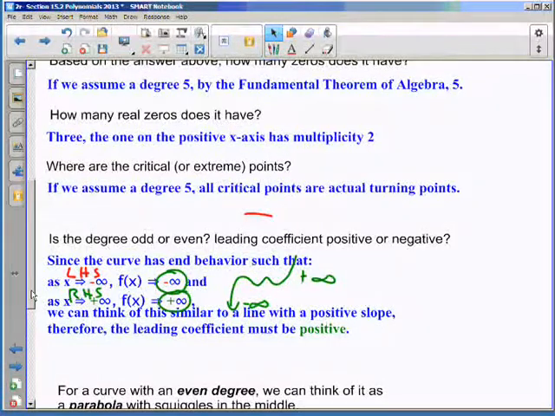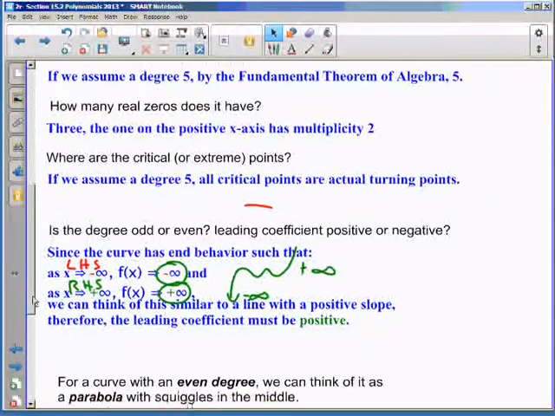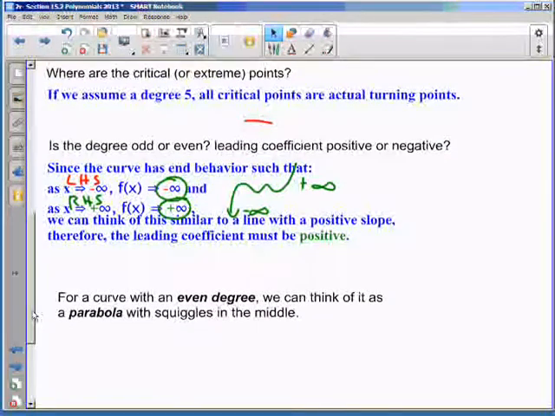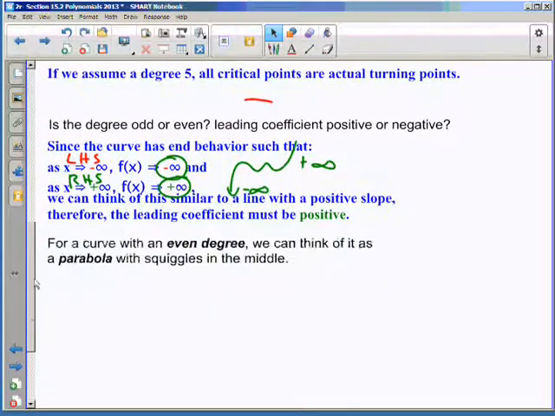So this end behavior is something we're going to have to get into the notation for. The x is the horizontal position. It's going to be the left when it's at negative infinity, the right when it's at positive. And then the f of x is the y position. Is it going all the way up or all the way down? We can think of this similar to a line with a positive slope. Therefore, the leading coefficient must be positive. We don't know what it is, but we know it must have those characteristics.